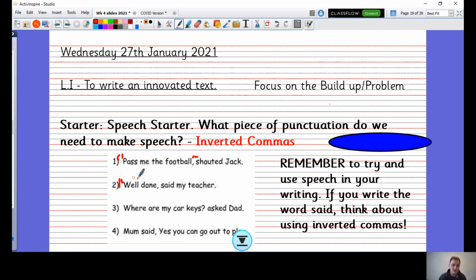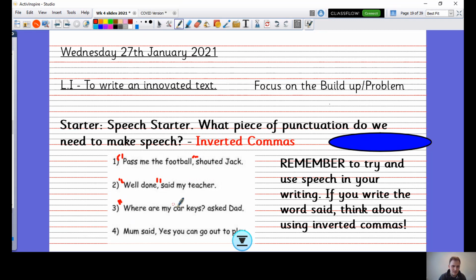And I'm going to say well done to each and every one of you for trying your absolute best with your home learning. Okay, well done. That one's a bit big, isn't it? There we go, that's better. Well done, said my teacher. Where are my keys? Where are my car keys? Asked Dad. What's the bit that Dad says? Where are my car keys?